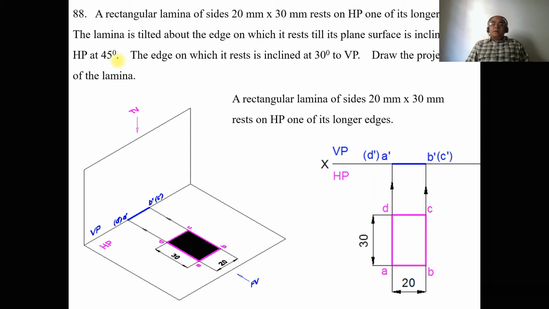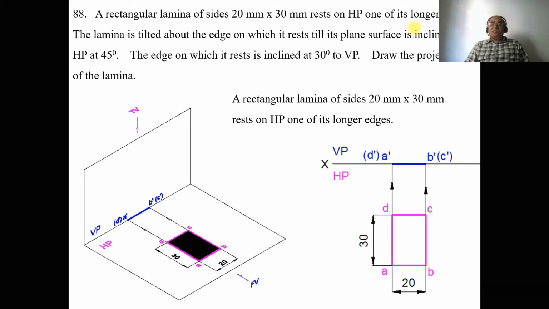But then, since it is 20 by 30, whether the 20 mm has to be perpendicular to VP or the 30 mm has to be perpendicular to VP. He says it is resting on one of its longer edges. If the longer edge has to be resting, then that edge has to be perpendicular to VP. So that is the condition.